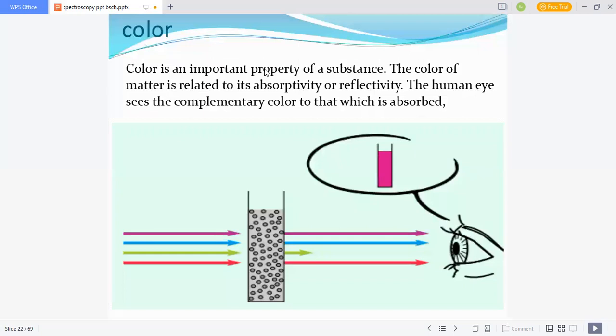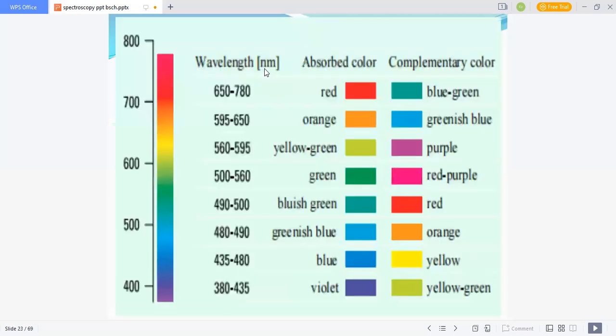Next one, color. Color is an important property of a substance. The color of matter is related to its absorptivity or reflectivity. The human eye sees the complementary color to that which is absorbed. Look at the diagram. The wavelength absorbed and the complementary colors are mentioned.